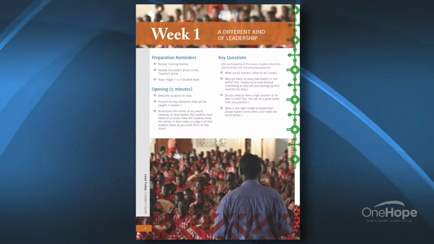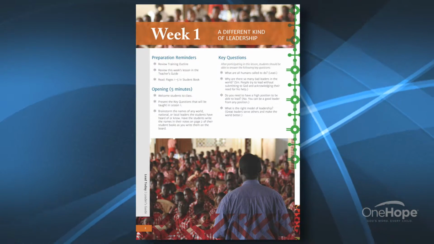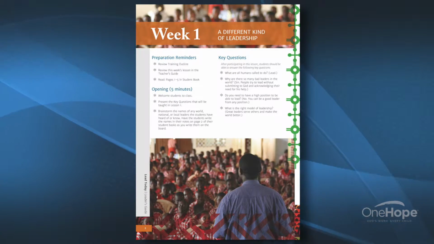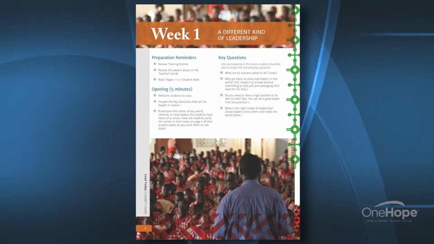So let's take a moment to look at each lesson individually. Lesson 1. The title is A New Kind of Leadership. Leadership is about serving others. All of us human beings were created to lead. Every one of us has a potential to be a leader. Bad leadership is a result of sin. Sin is being disobedient, being selfish, being greedy, and proud, which actions lead to corruption of character.